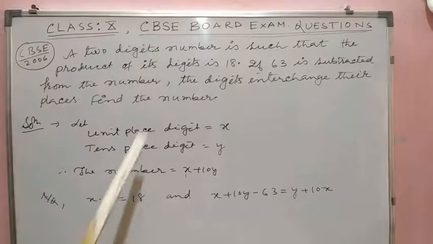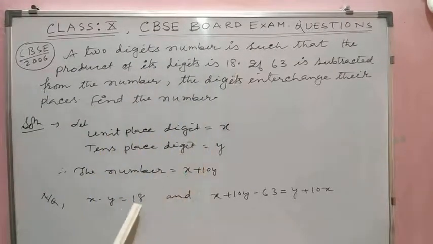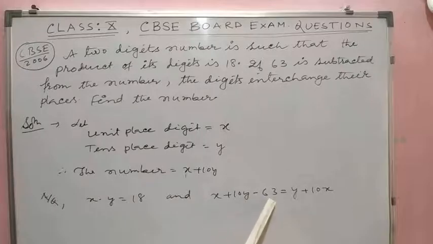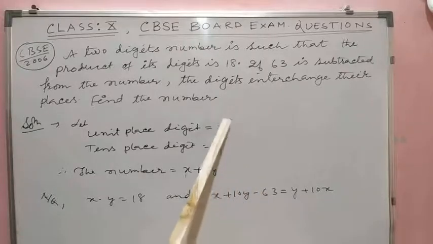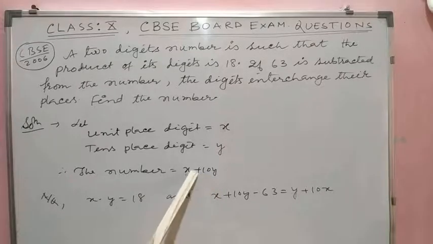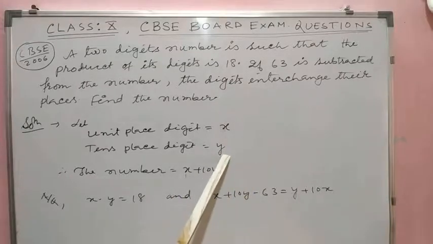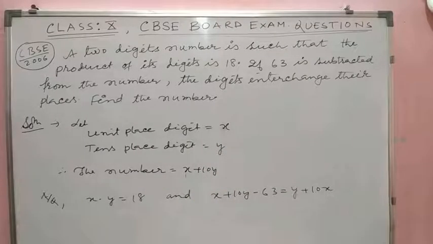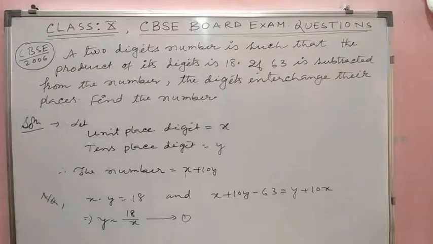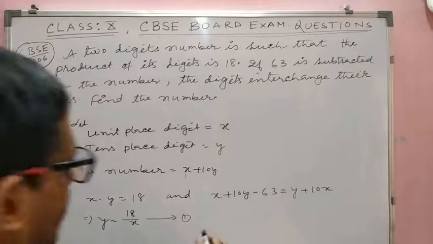So you see, first condition given, product of the digits is 18, and when 63 is subtracted from the number, the digits will interchange their places. Digits will interchange their places means this y will come here, x will go there. That is, y will become unit place digit and x will become tens place digit. Now let us solve this one. Here we get y equal to 18 by x. Let us give this as number 1.